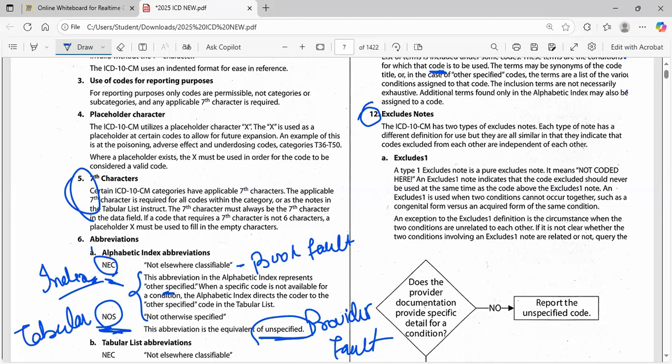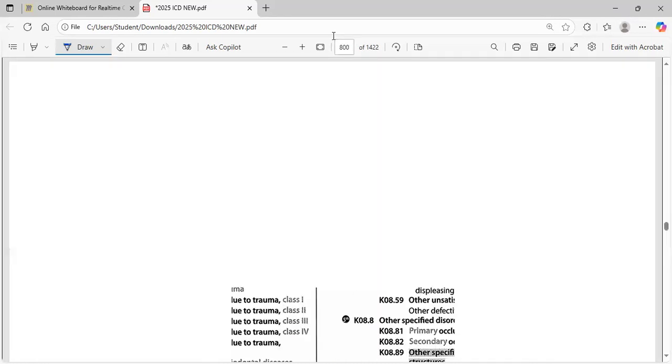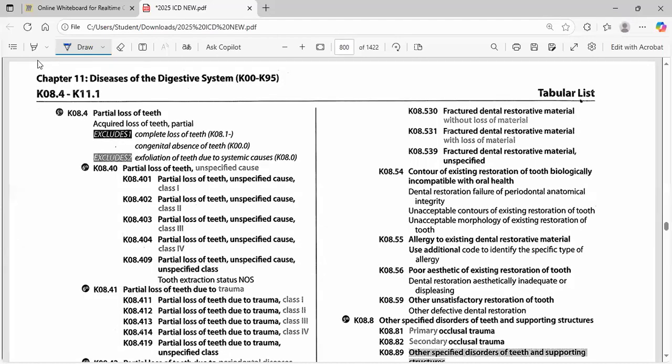Okay. Next we have exclude notes. We have 2 types of exclude. Exclude notes are also listed in the tabular. You can see here. Here we have exclude 1.